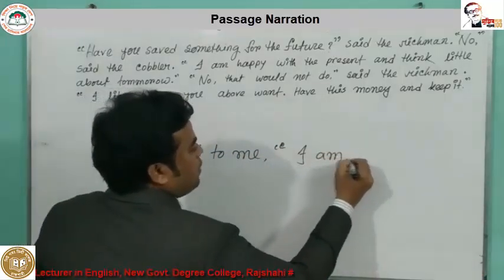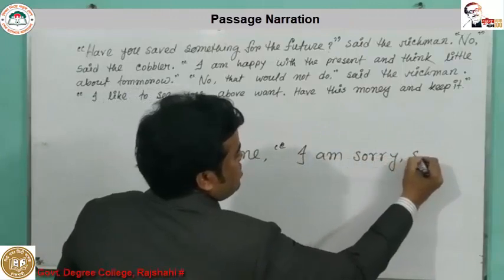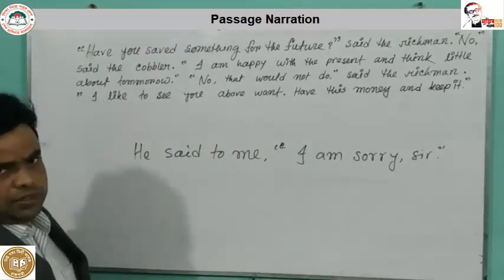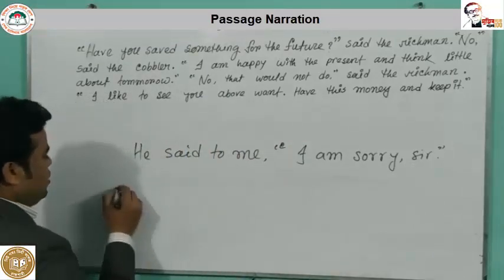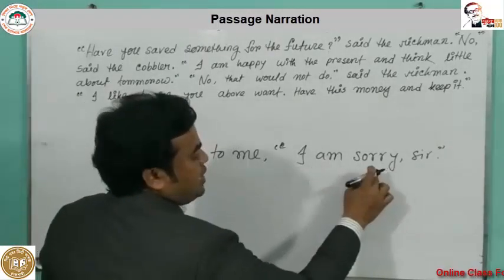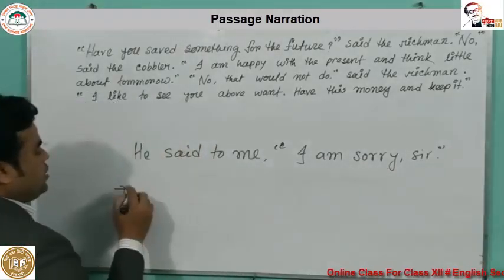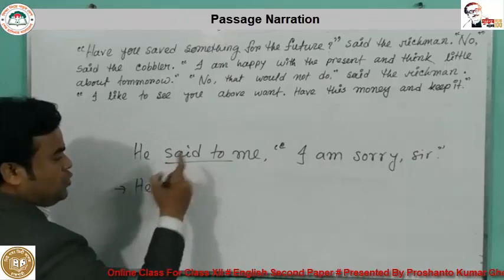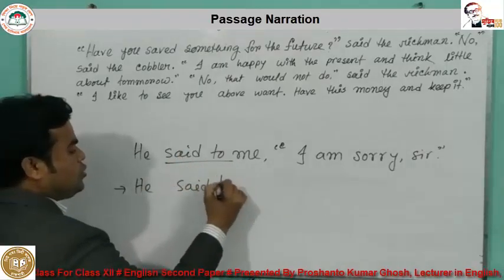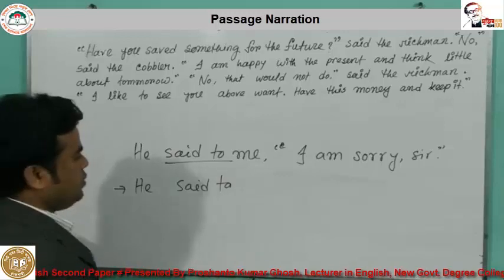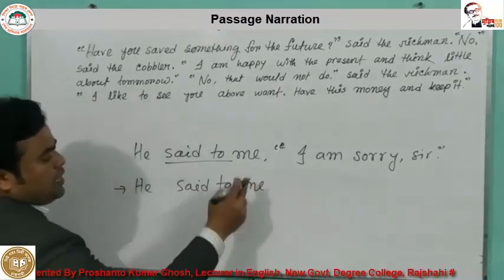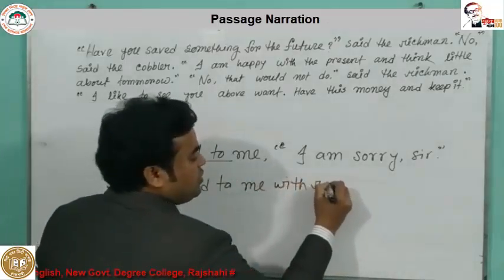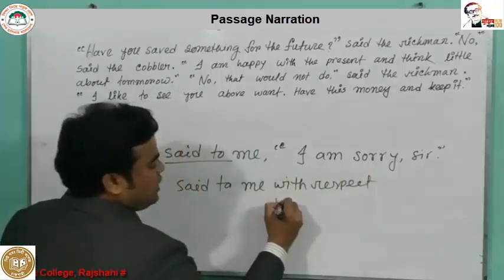Hope you understand. Another important rule of changing passive narration is, he said to me, I am sorry, sir. Okay? If there is the use of sir, what will you do? I am sorry is an assertive sentence, so you have to follow the rules in this way. He, instead of said to, the reporting verb, you may use told me. After the object of the reporting verb, you have to use with respect, or respectfully.